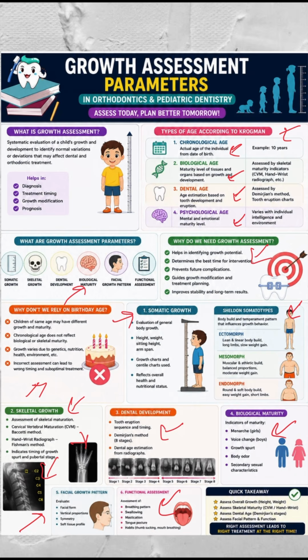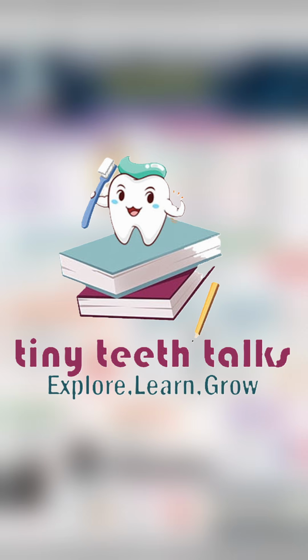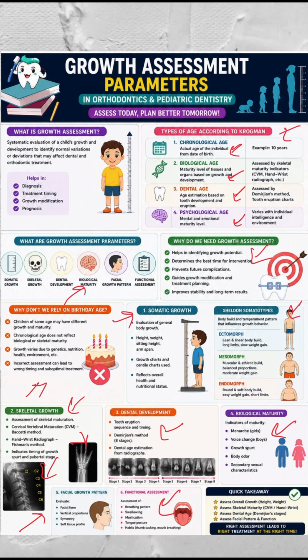To know everything in detail, visit Tiny Teeth Talks long videos, and I already mentioned it as a recommended video in this short. Remember this simple sequence. Birthday age tells you how old the child is, but growth assessment tells you when to treat. That's why growth assessment is the key to successful interceptive orthodontics and pediatric dental treatment.